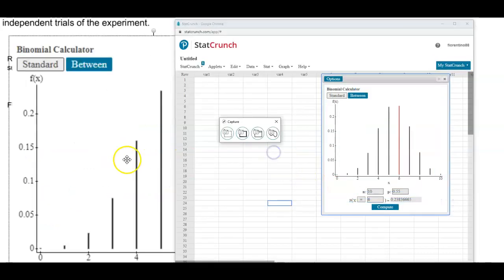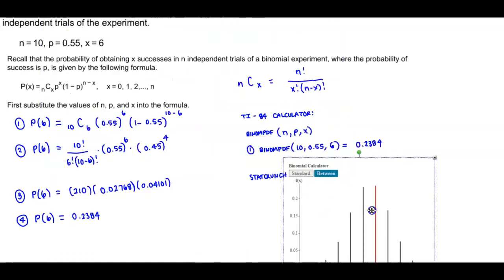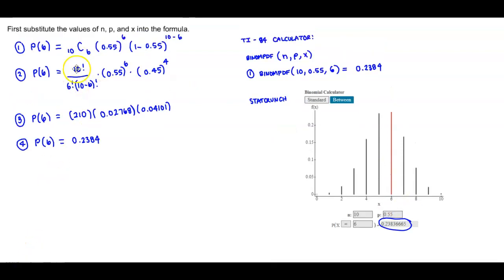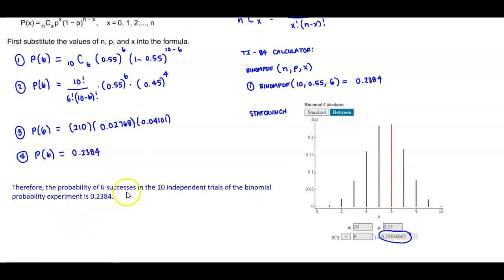I'm going to go ahead and compute that, and I'm going to copy that so we can see what that looks like. Okay, so for StatCrunch, you can see that we get the same result. If we round that to 4 decimal places, we get 0.2384. So we can see if we do this by hand, which you still want to know how to do, you can use the TI-84 or StatCrunch. And so the conclusion states that the probability of 6 successes in the 10 independent trials of the binomial probability experiment is 0.2384.